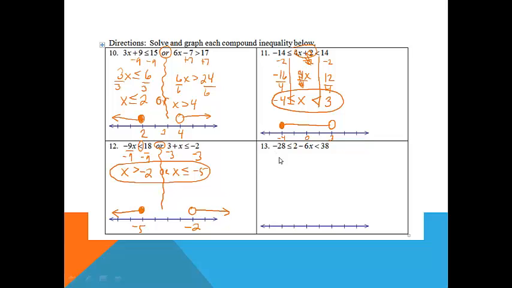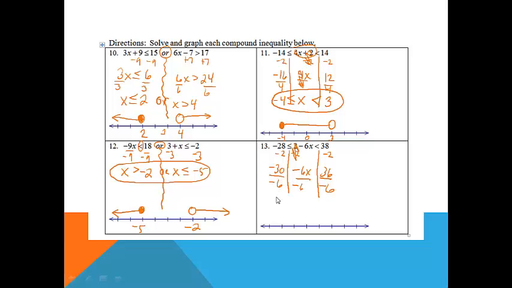Okay, number 13, negative 28 is less than or equal to 2 minus 6x, which is less than 38. Okay, again, this is a connected inequality, so it's going to be a connected graph. To get the x by itself, I'm going to start by subtracting 2 from all three parts. So I'll get negative 30. In the middle now I have negative 6x. Don't forget that negative. 38 minus 2 is 36. Okay, now I'm going to divide all three parts by the negative 6.